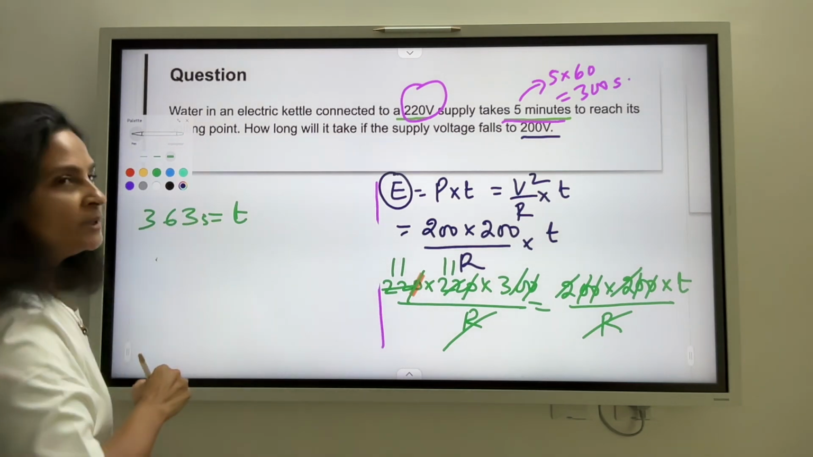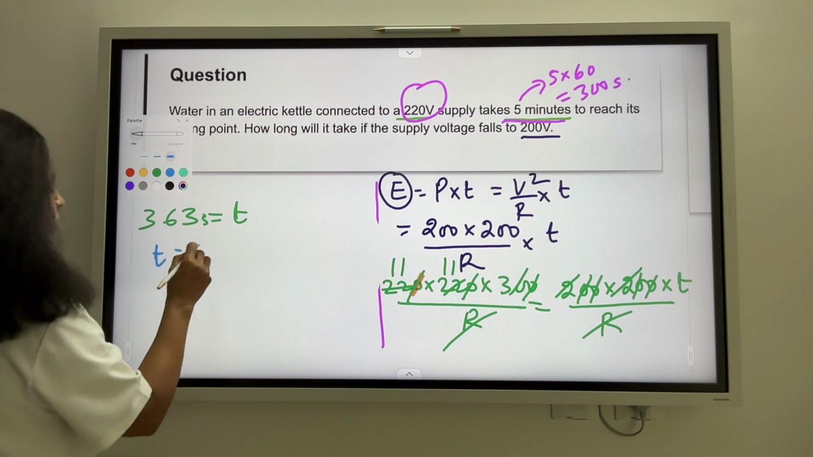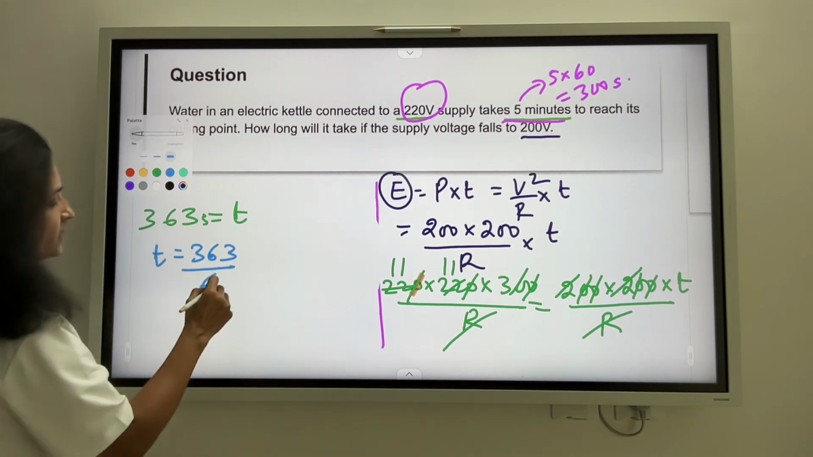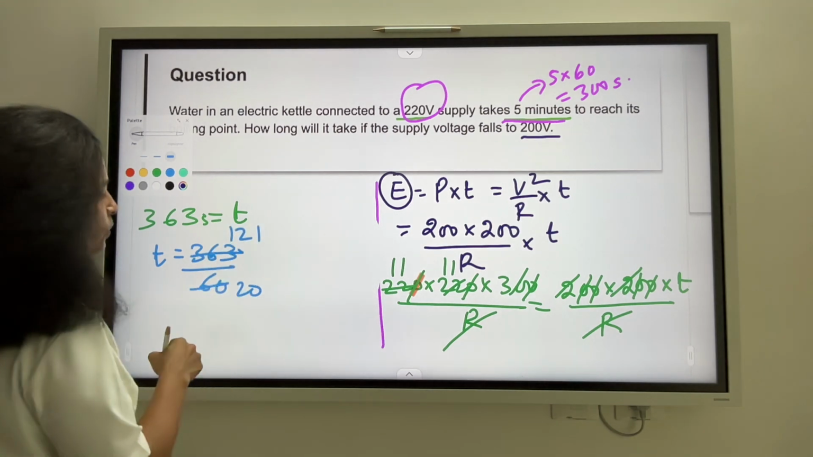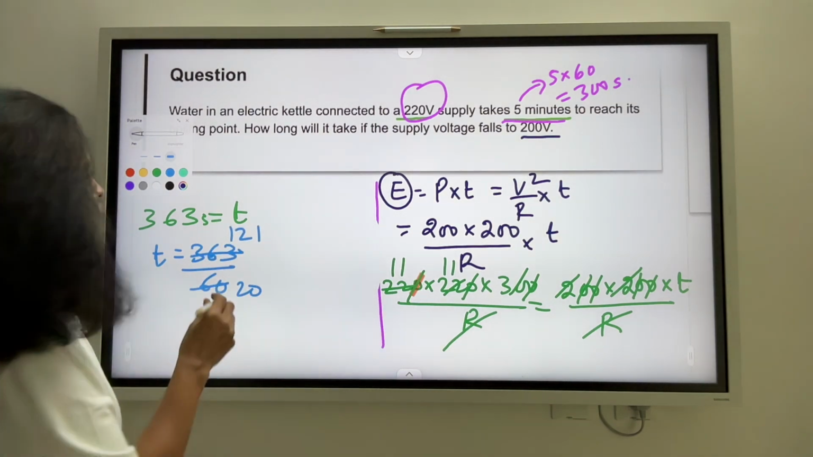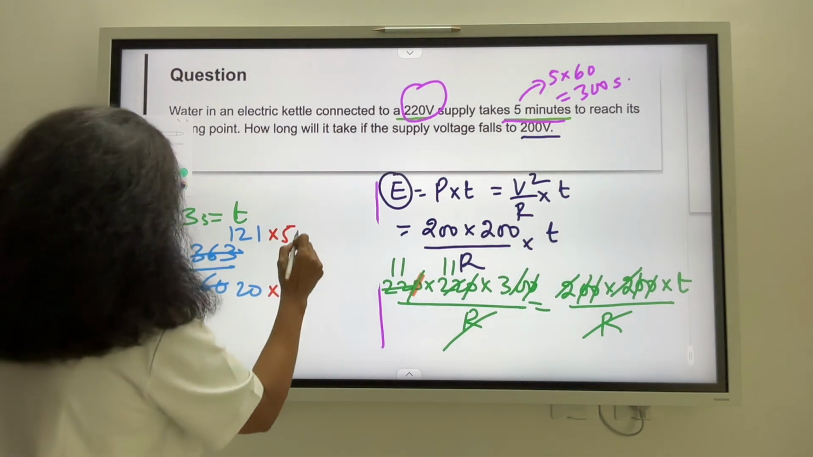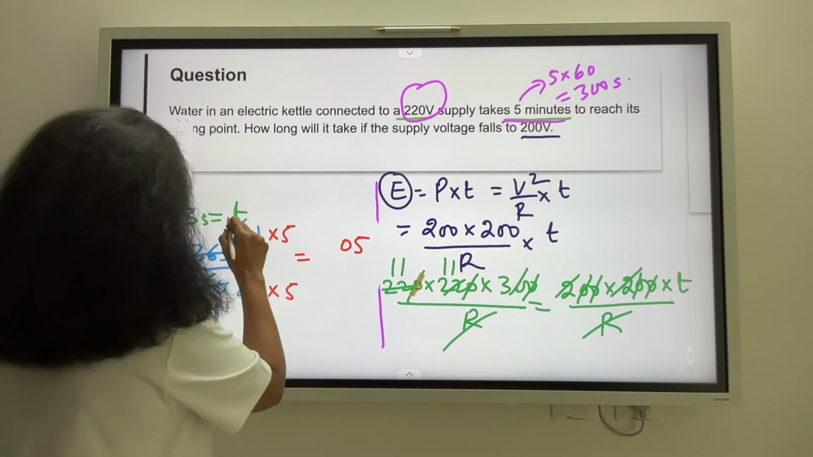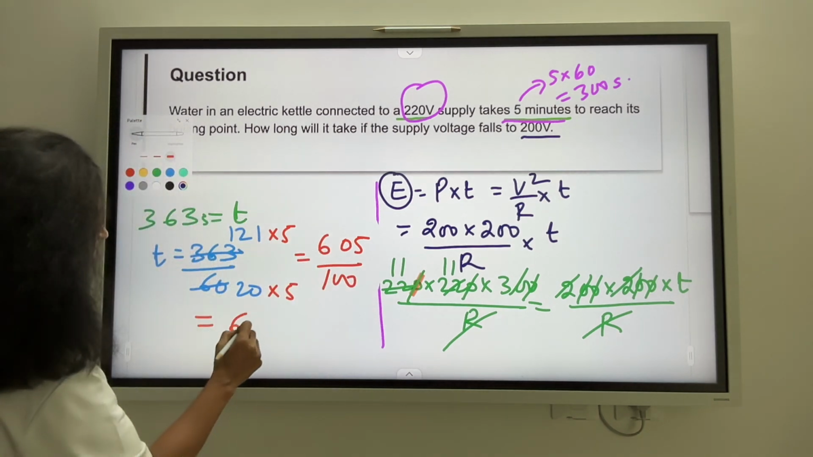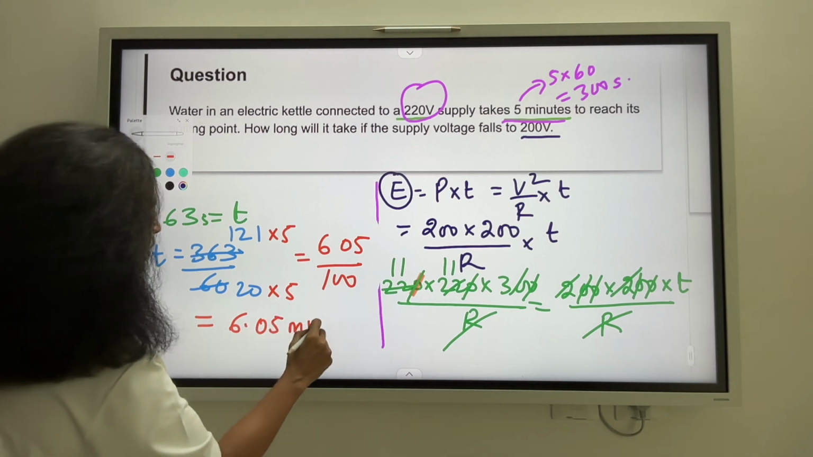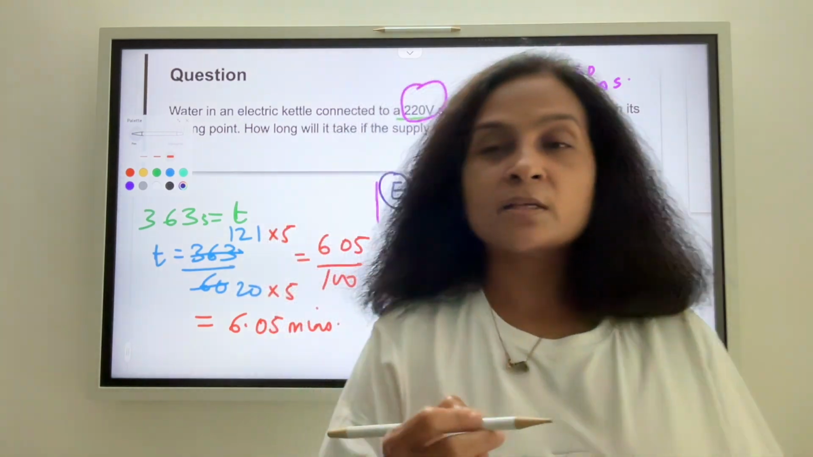How do I convert it into minutes? Well, इसमें पूछने वाली क्या बात है मैम? So time is equal to 363 divided by 60. So what do I get? 121 by 20. What's the easier way to convert it into a decimal? इसको 5 से मल्टीप्लाई करो. 5 2s are 10, 605 by 100. So I get a value of 6.05 minutes. Or I could leave my answer in seconds. There is nothing wrong with that answer.